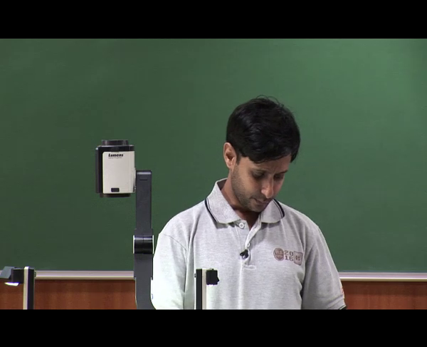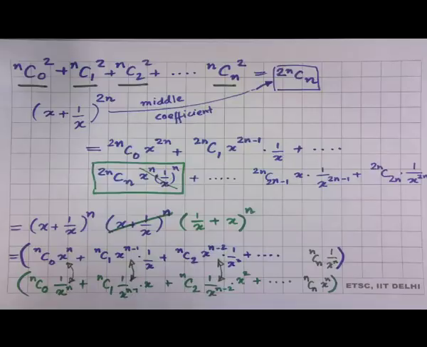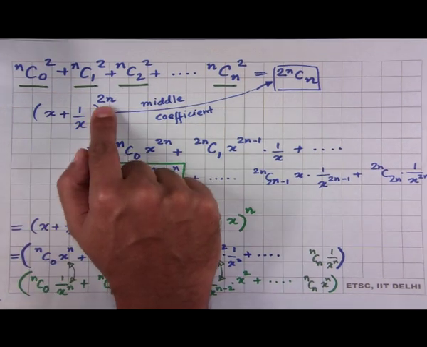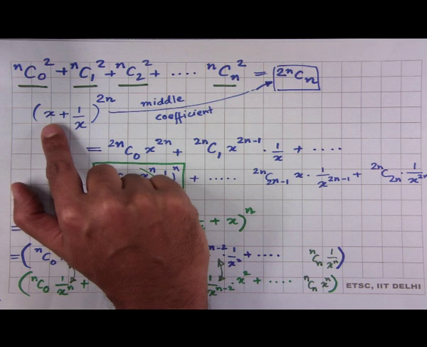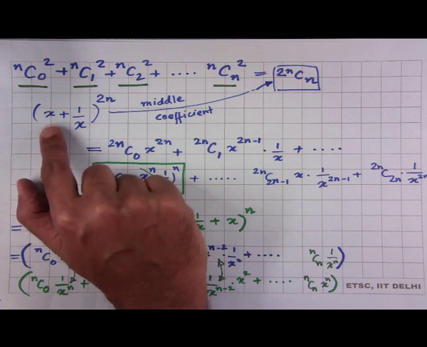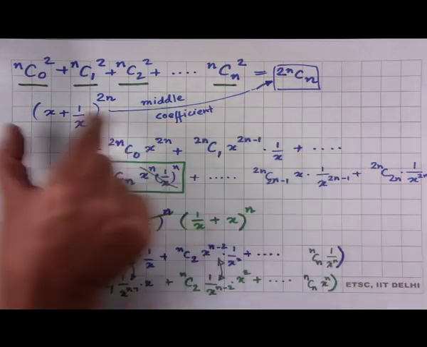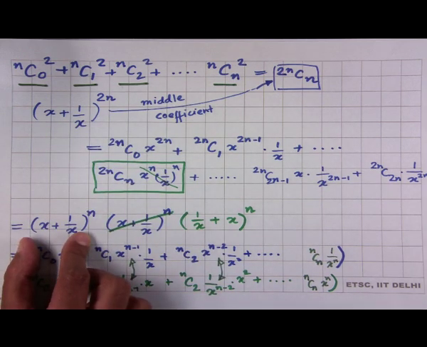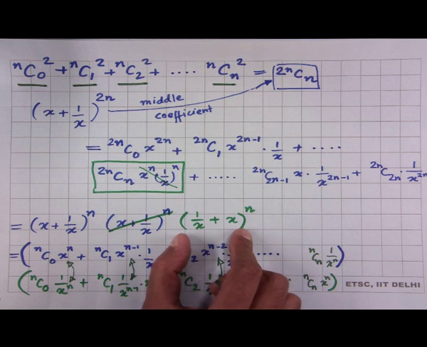Then we did something else, and we found the coefficient in (x plus 1 by x) whole to the power 2n, and we found that in this expansion there is only one term which does not have an x. There is only one term, and that is the middle one, and the middle coefficient is 2n c n. And then what did we do? We broke this up in a different way. We said maybe we can write it as (x plus 1 by x) whole power n times (1 by x plus x) whole power n.